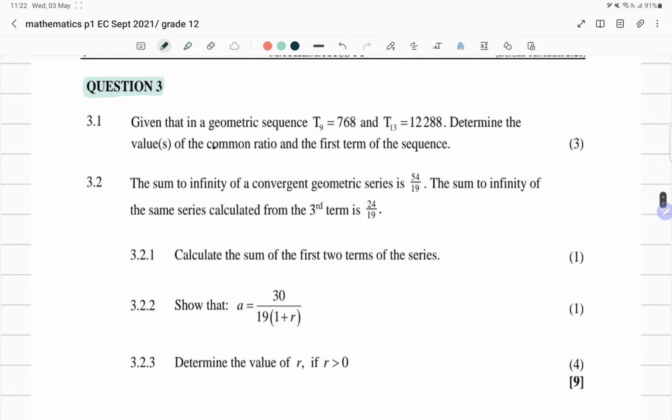Anyway, let's go on. Given that we've got a geometric sequence, T9 is 768.